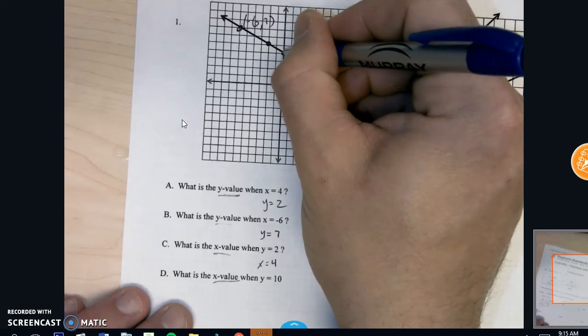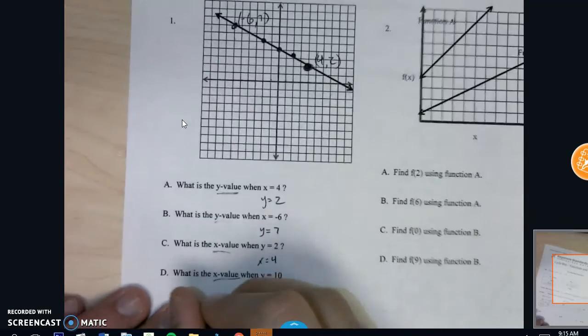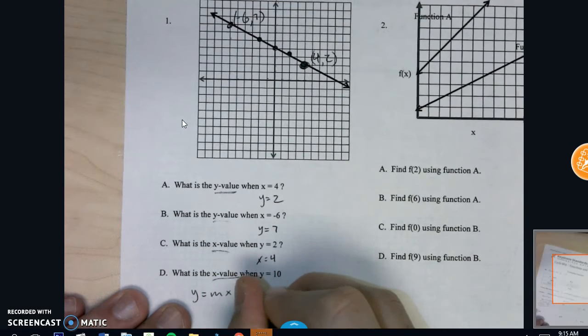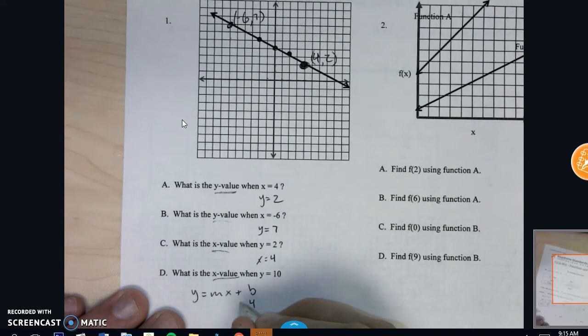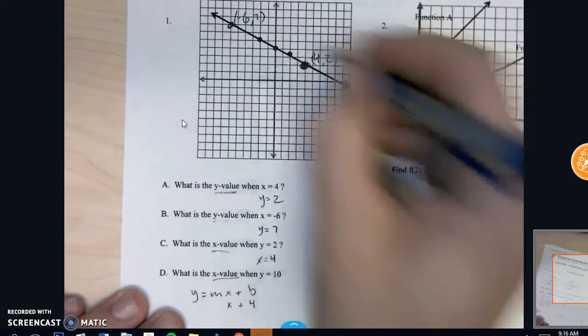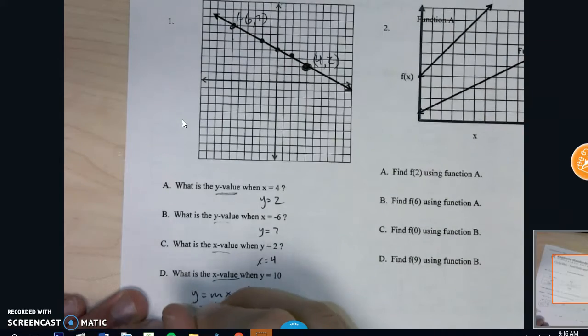So there's my y-intercept. My y-intercept is 1, 2, 3, 4, 0, comma 4. So I'm going to write y equals mx plus b. So I know that my b is 4. X stays the same, and then we have a slope of negative 1/2. So y equals negative 1/2 x plus 4.